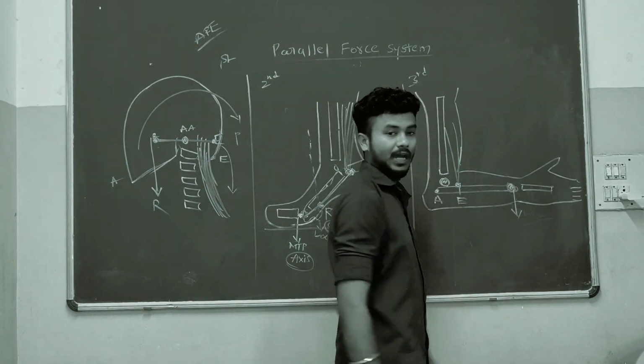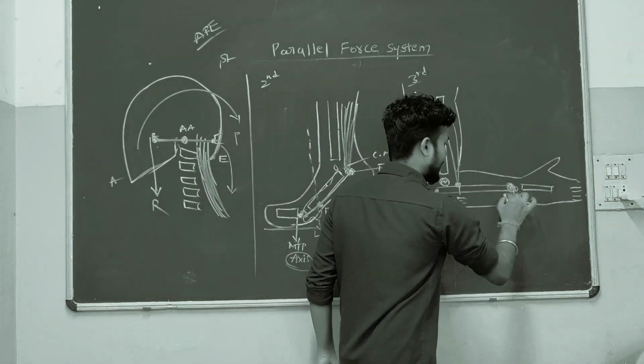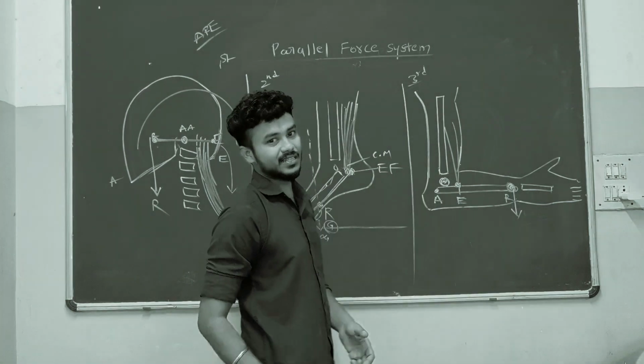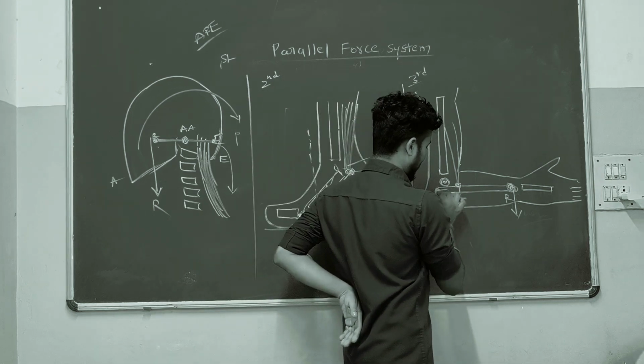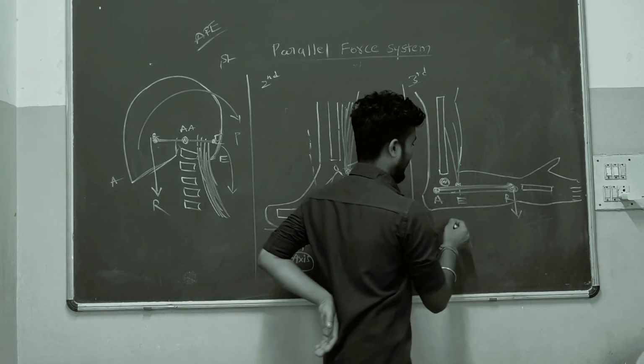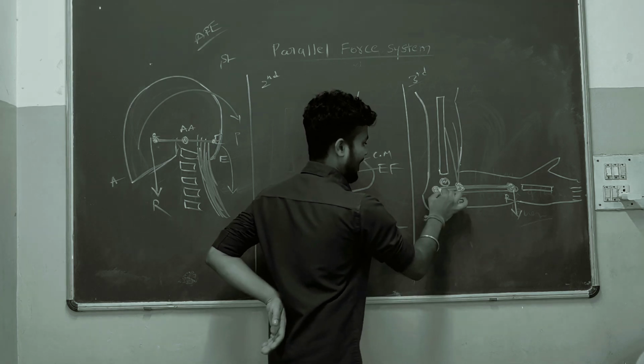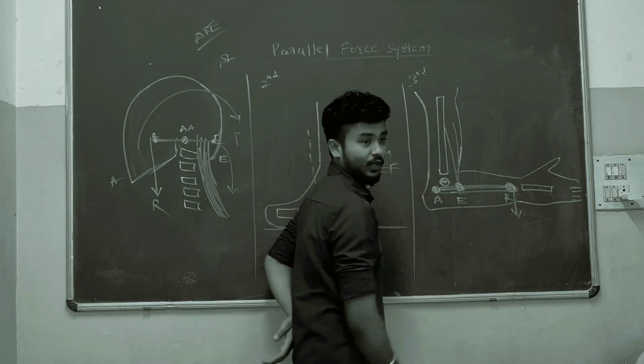Gravity always acts in a downward direction. So here this is going to act as a resistance. Now you see the third order lever is present here. Effort is in the middle. Axis at one end. Resistance at one end.